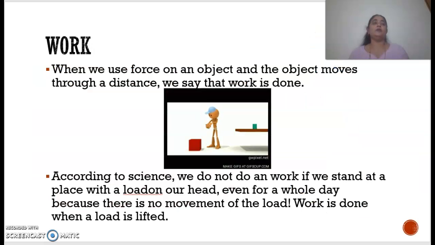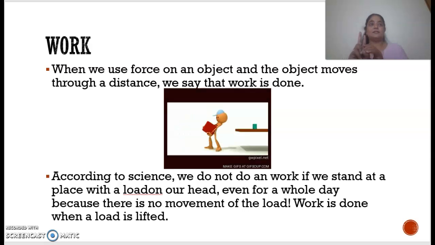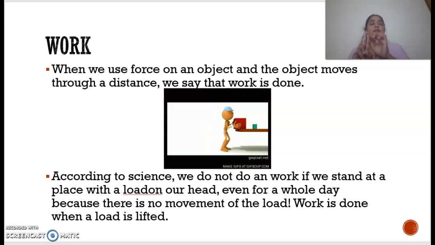Next, we will learn about what you mean by work. Now, if I apply a force on a body, if I push a body, now the body moves through a distance. So there are two things happening there. Now we are applying a force on a body as well as the body is moving through a distance. If two things are there, then we say some work is done.